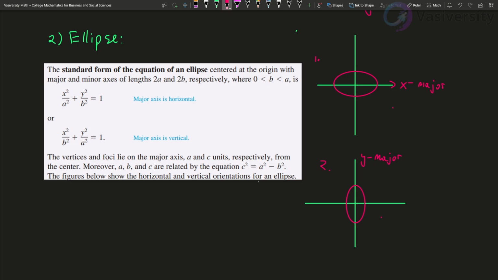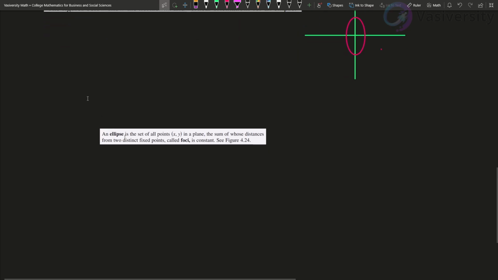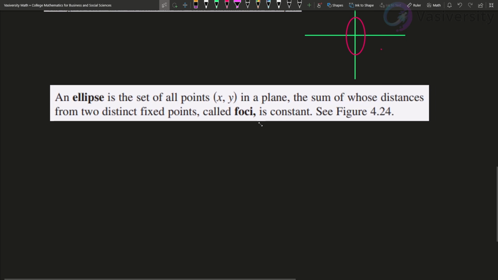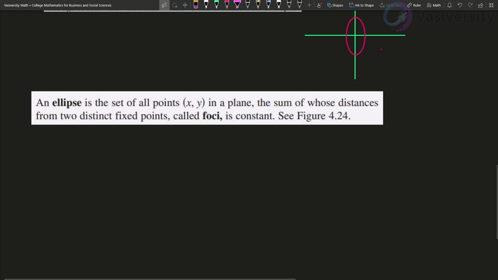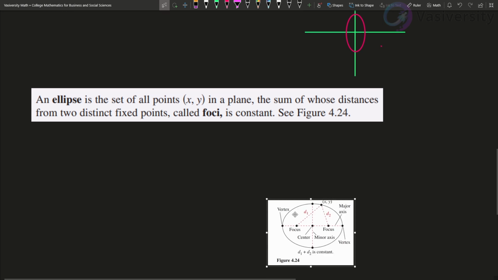So now let's go ahead and define what an ellipse is. So an ellipse is a set of all points x and y in the plane, the sum of whose distances from two distinct points called foci is constant. So let's take a look at a provided figure from the book. There's going to be a very good explanation and a visual representation of an ellipse.